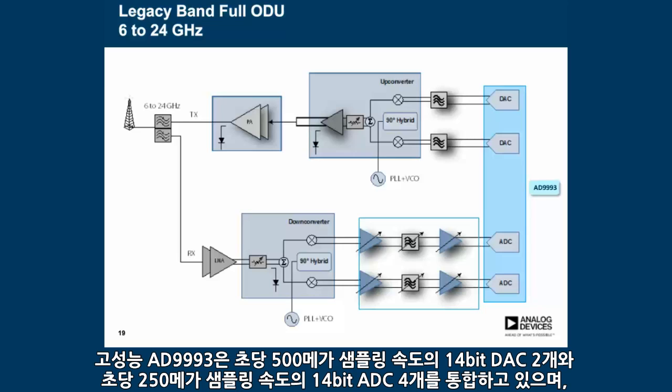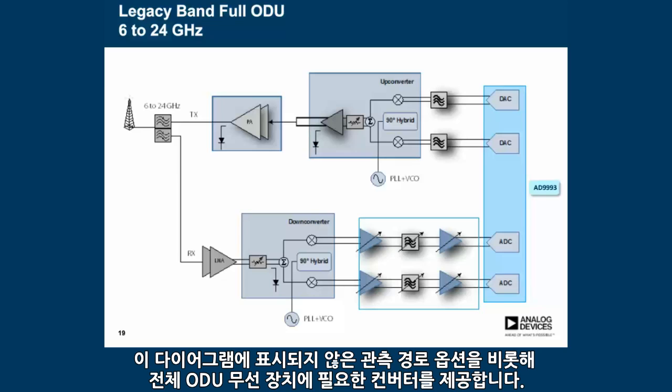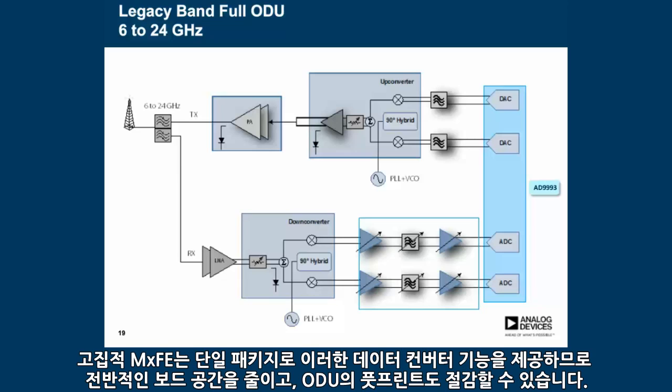The high-performance AD9993 integrates two 14-bit 500 megasample per second DACs, along with four 14-bit 250 megasample per second ADCs to provide the needed converters for a full ODU radio, including the option for an observation path not shown in this diagram. The highly integrated MXFE provides these data converter functions in a single package, reducing overall board space and enabling smaller footprints for the ODU.